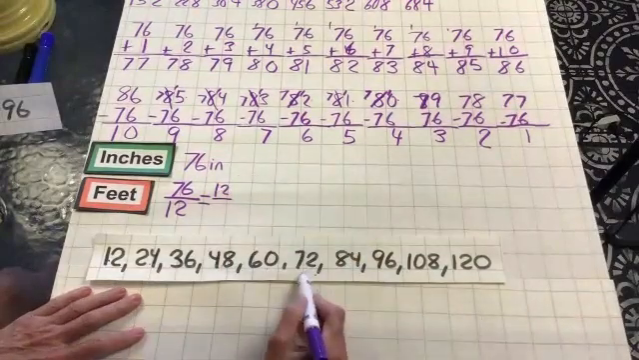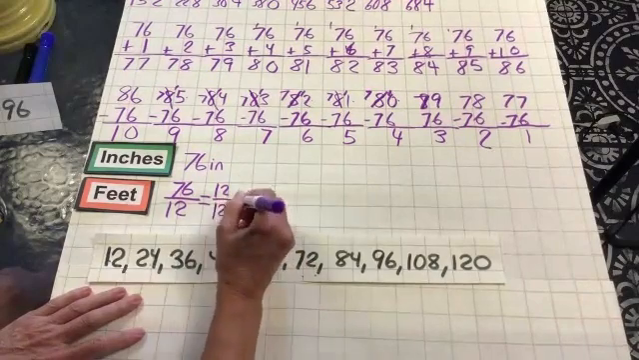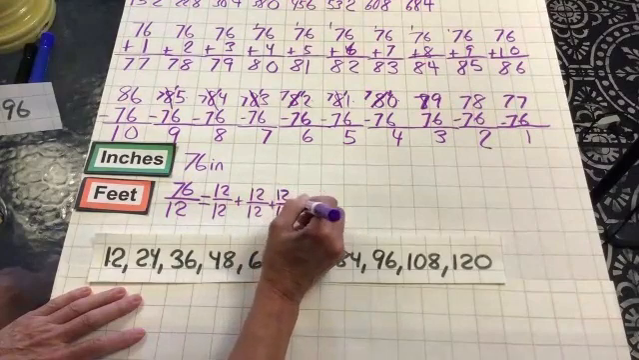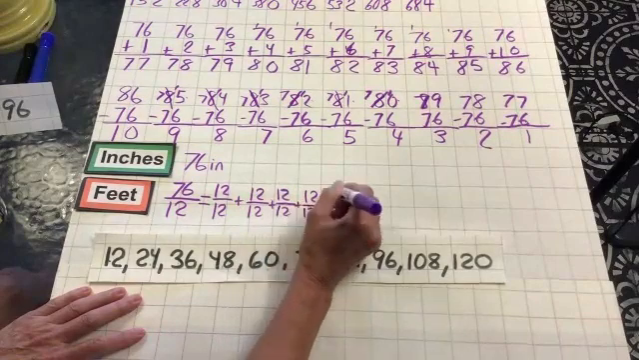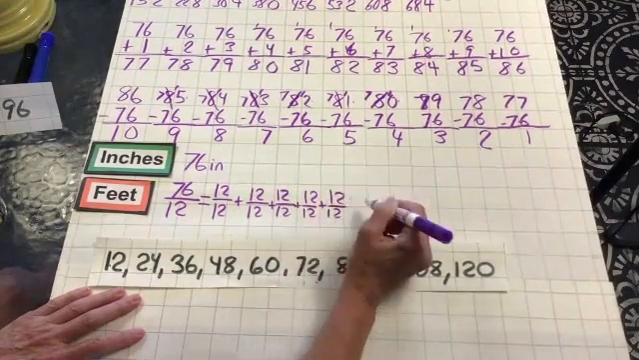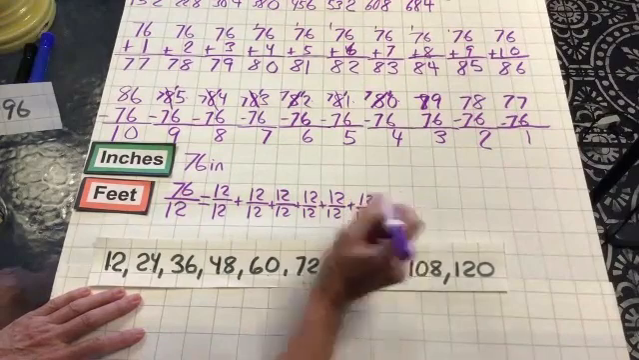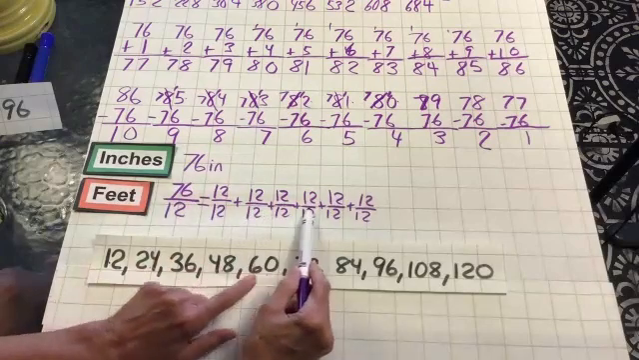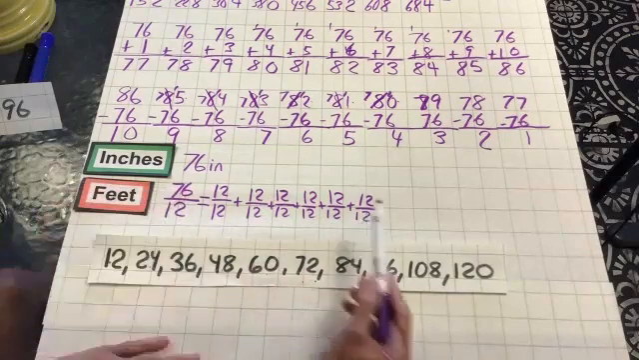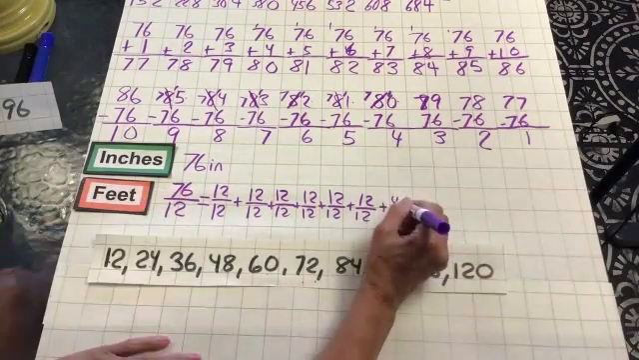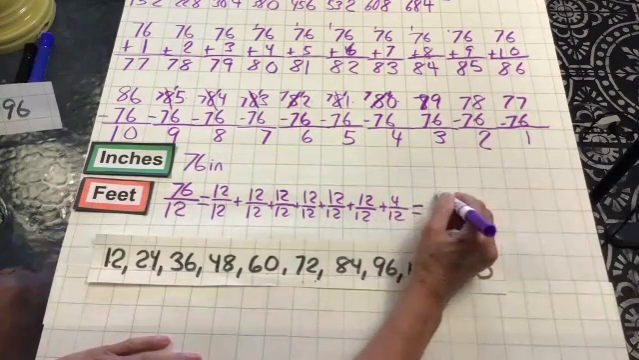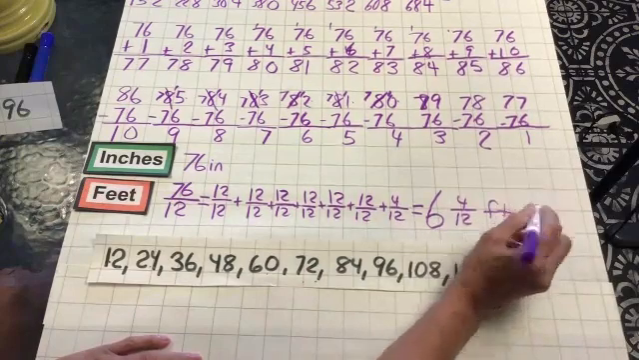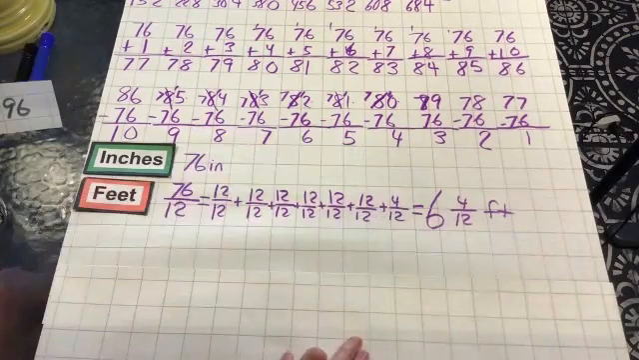So we know it can do 6 sets of 12. So we're going to put those 6 sets out here because 6 sets of 12 is 72. So this is 12, 24, 36, 48, 60, 72, and then there's still 4 more to make 76. So we know we can get 6 and 4/12 feet. There we have it.